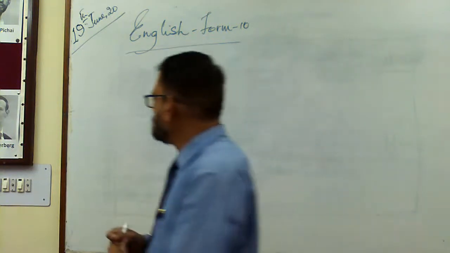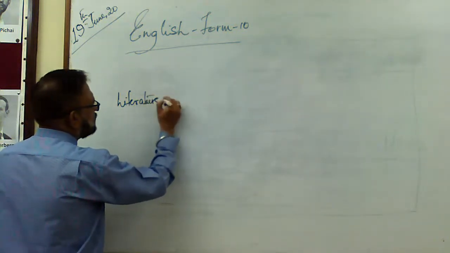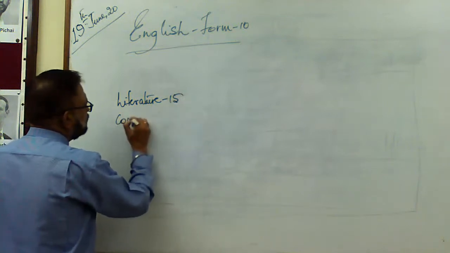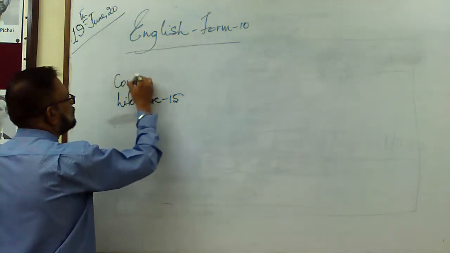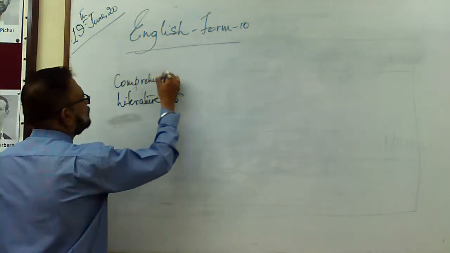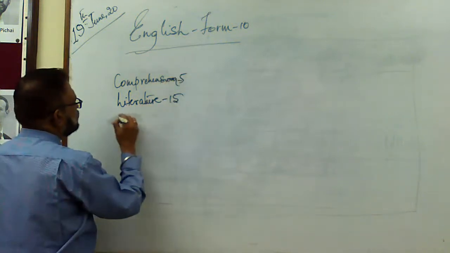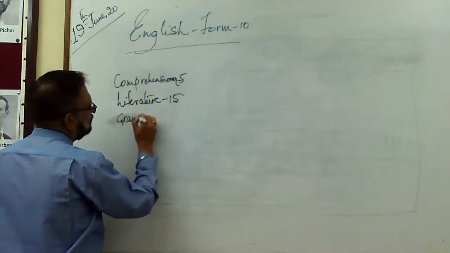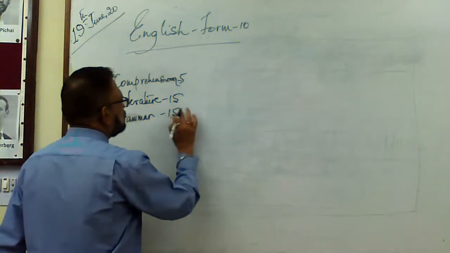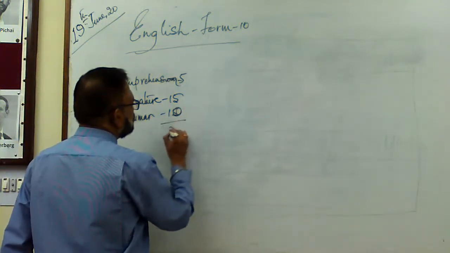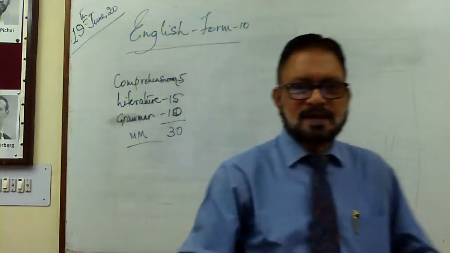Okay, so again, I repeat. Roughly, you can have literature, say 15 marks. Comprehension, I should put it at the top, 5 marks. And then you have the grammar, that is of 10 marks, sorry. That will make 30 marks. Correct. So this is tentative.